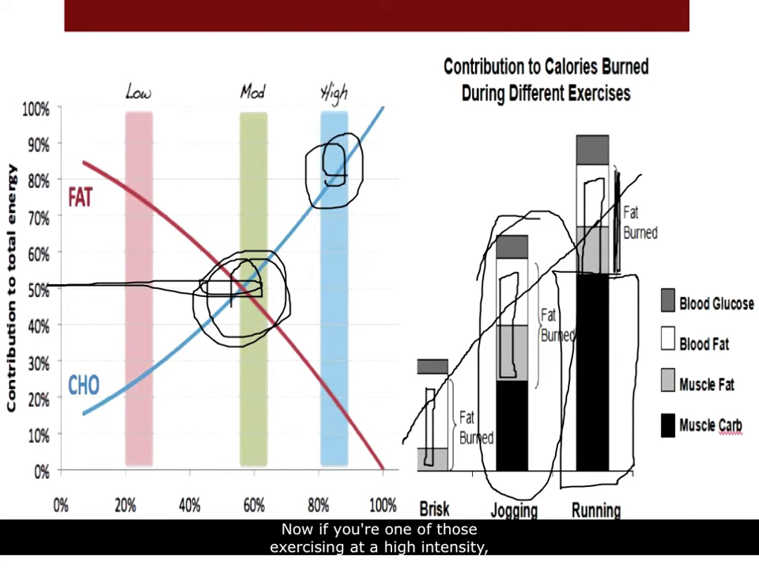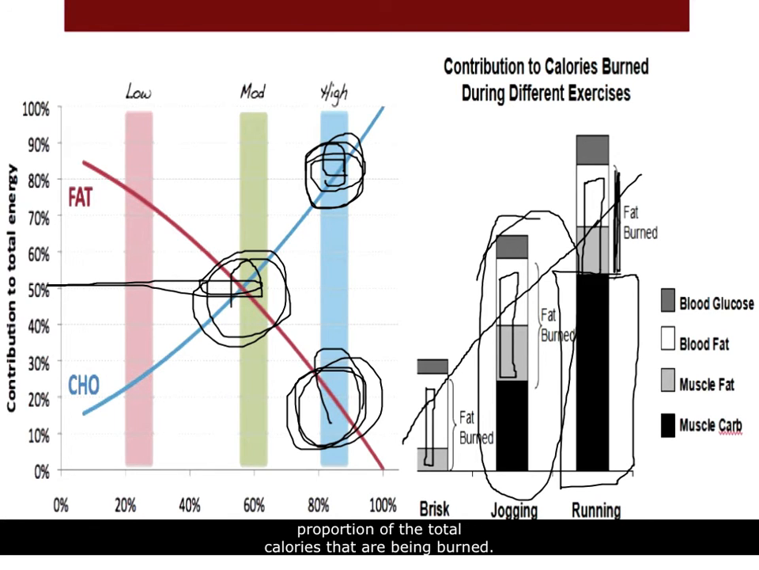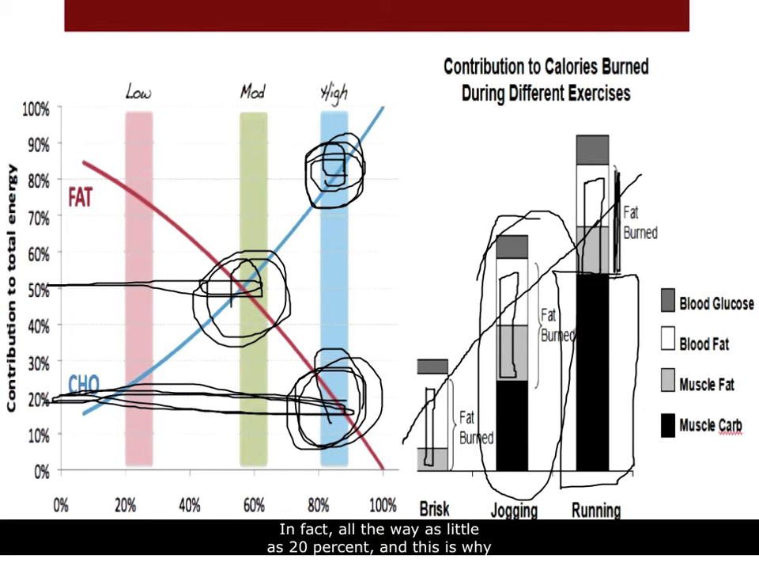Now, if you're one of those exercising at a high intensity, then you can see that fat is representing a much larger proportion of, I'm sorry, that's carbohydrates. You can see that fat is representing a much lower proportion of the total calories that are being burned. In fact, as little as 20%. And this is why for fat loss, for weight loss, they recommend exercising at a much lower intensity, maybe even moderate specifically, because you'll still be burning those calories, but you'll be using fat as a fuel source, and you're able to do it for a longer time.